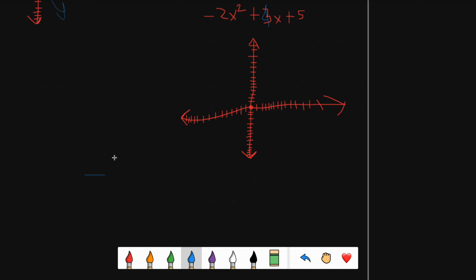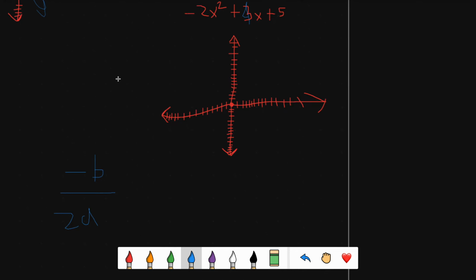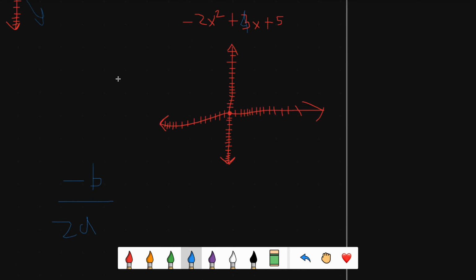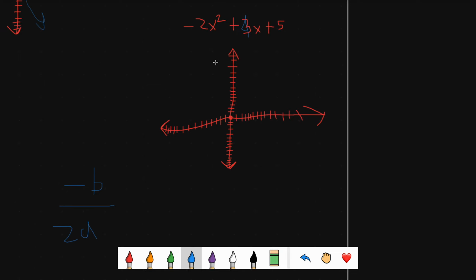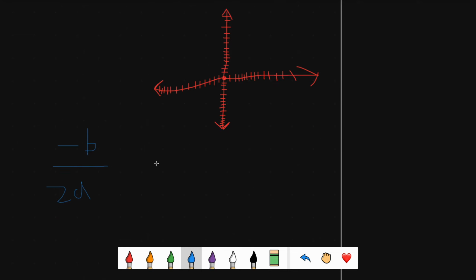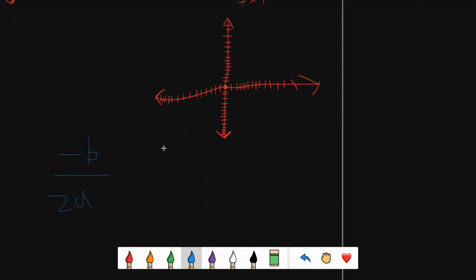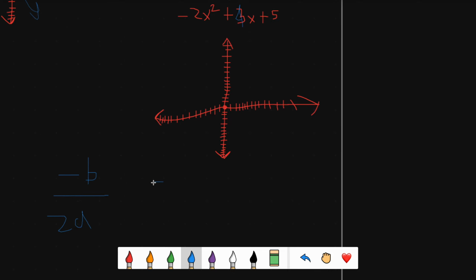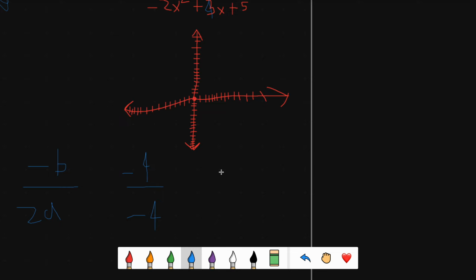Remember, you should always do this: minus b over 2a. And after you get that, you plug it in for all the values, and then you get the vertex. The parabola will be going down because minus 2x squared is negative. So minus b is minus 4, and 2a is 2 times minus 2, which is minus 4. Minus 4 over minus 4 is 1.